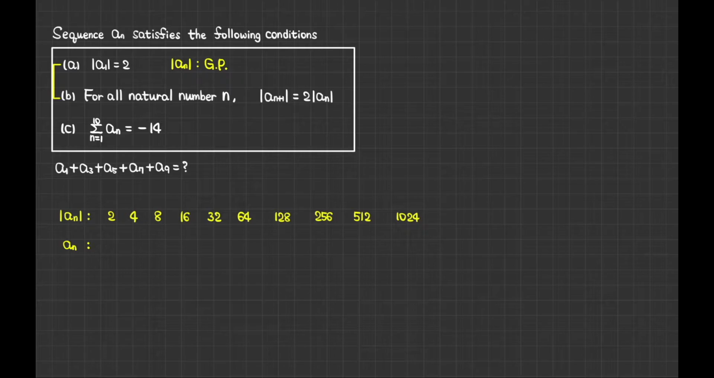Then how's the an gonna look like? Yeah, I've just copied and pasted it. So we know the abs are 2, 4, 8, 16, like keep going on, right? These are the abs of it. But we don't know the signs of each term, right? So for instance, the first term could be plus 2 or it could be minus 2 because the absolute value is 2. For the second term, we don't know whether this is plus 4 or minus 4 because the absolute value is 4. For the third term, we don't know as well whether it's plus 8 or minus 8.